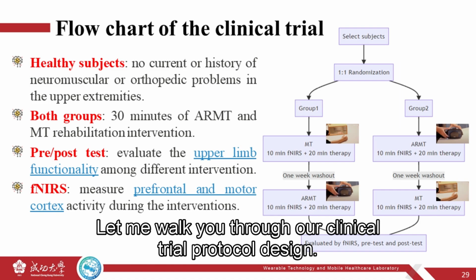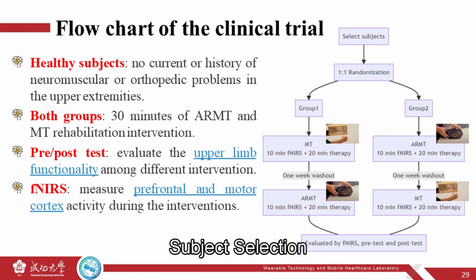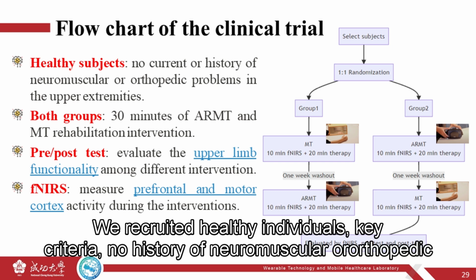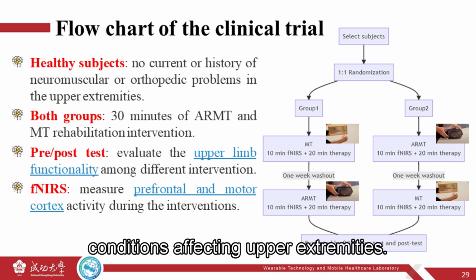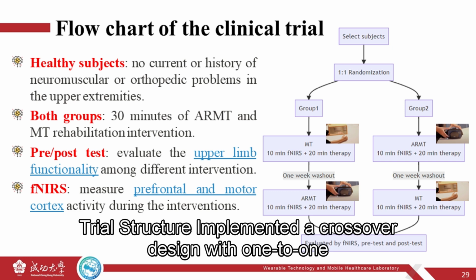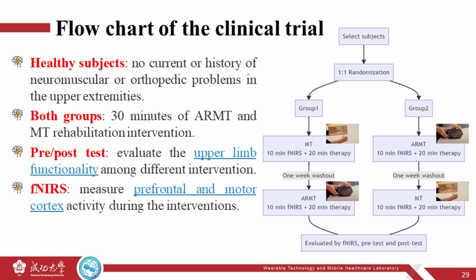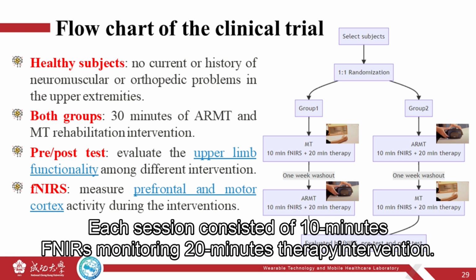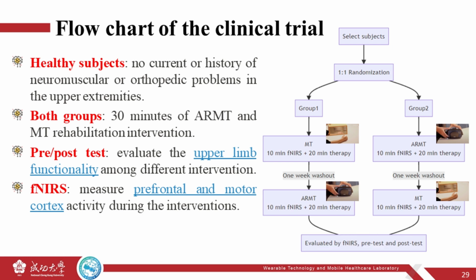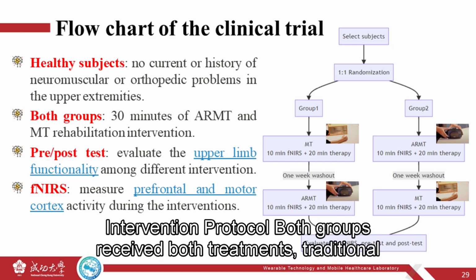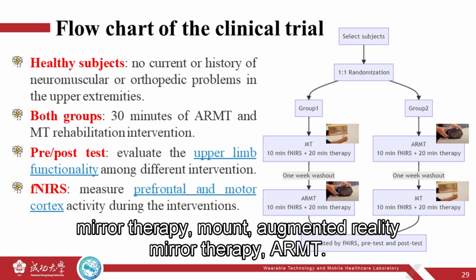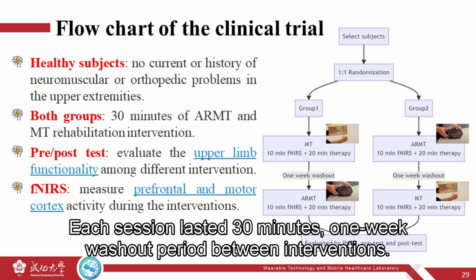Let me walk you through our clinical trial protocol design. Subject selection. We recruited healthy individuals. Key criteria: no history of neuromuscular or orthopedic conditions affecting upper extremities. Trial structure. Implemented a crossover design with 1-to-1 randomization, subjects divided into 2 initial groups. Each session consisted of 10 minutes FNIRS monitoring, 20 minutes therapy intervention. Intervention protocol. Both groups received both treatments: traditional mirror therapy, MOUNT, and augmented reality mirror therapy, ARMT. Each session lasted 30 minutes, with a 1-week washout period between interventions.